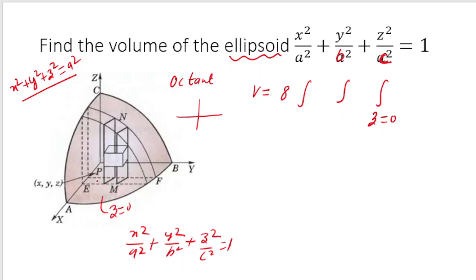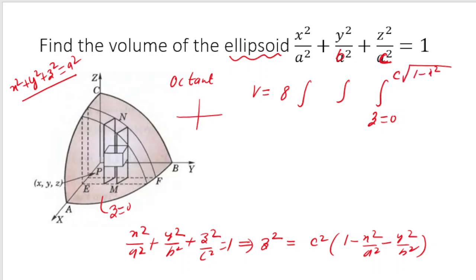So it will start in the xy plane and it will go up to the surface of the ellipsoid. So if you solve it, what will be z? z square is equal to c square into 1 minus x square by a square minus y square by b square. So if you take its square root, it will be c times under root 1 minus x square by a square minus y square by b square.